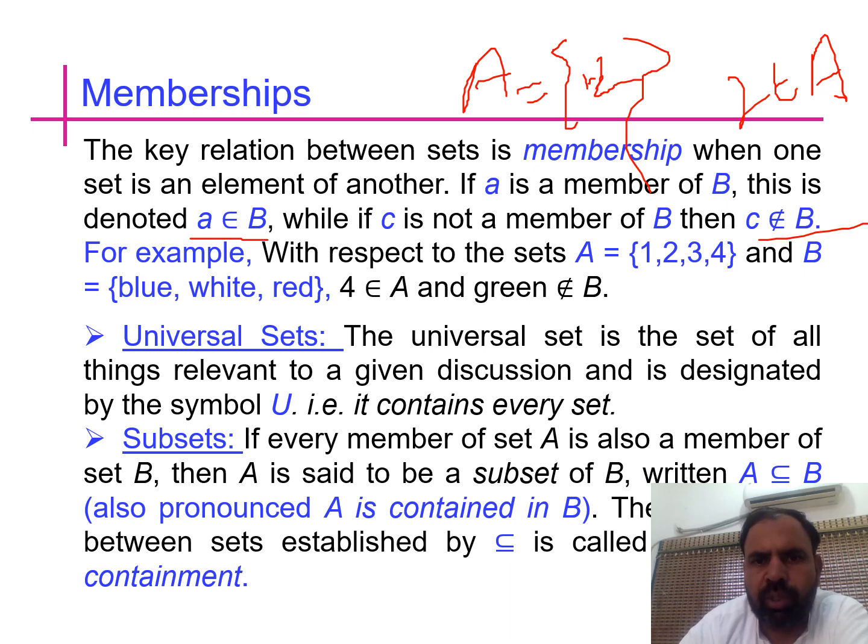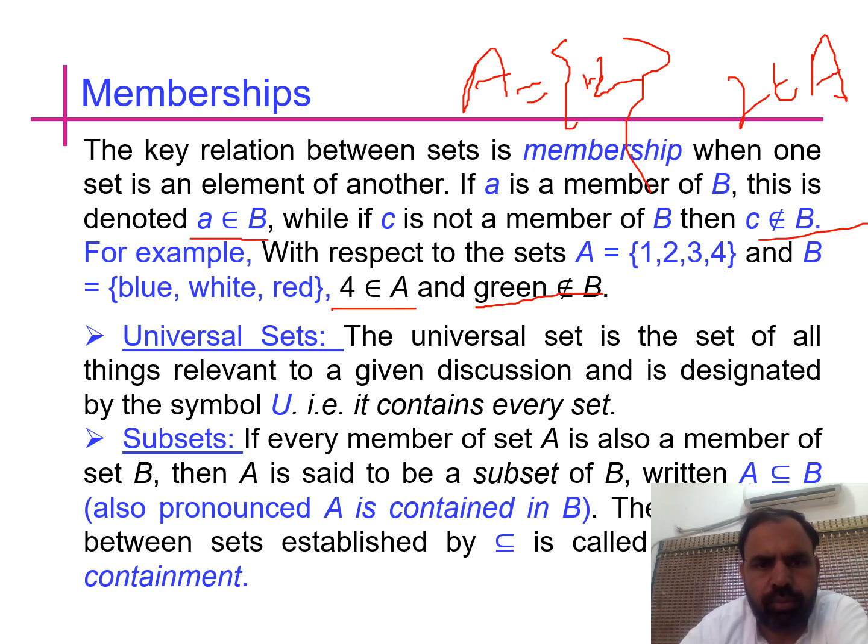For example, with respect to the sets A = {1, 2, 3, 4} and B = {blue, white, red}, 4 belongs to A and green doesn't belong to B. So these are examples of membership. This symbol means belongs. The universal set is the set of all things relevant to a given discussion and is designated by the symbol U. That is, it contains every set.